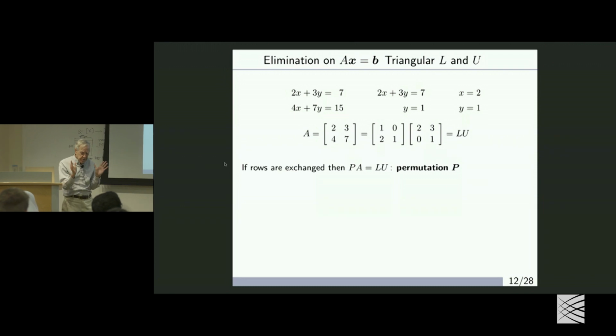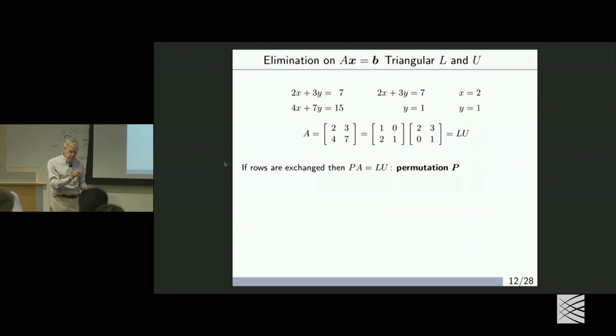The rest of the talk is really to tell you about those factorizations, because they express linear algebra. And the first factorization is LU. And there it is. So there's a 2 by 2 matrix.